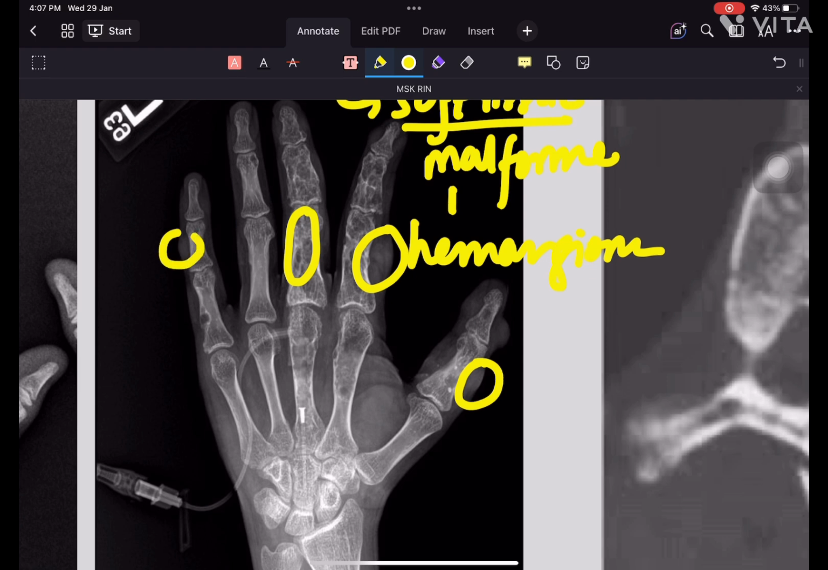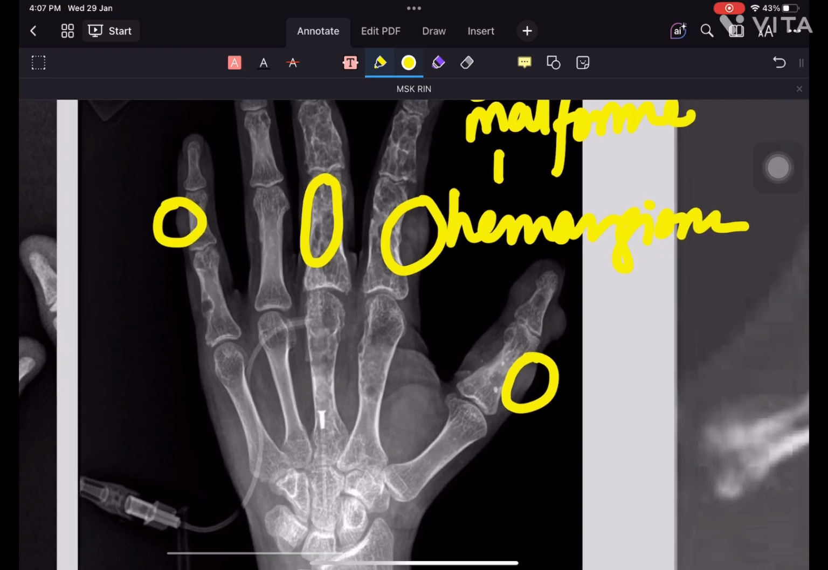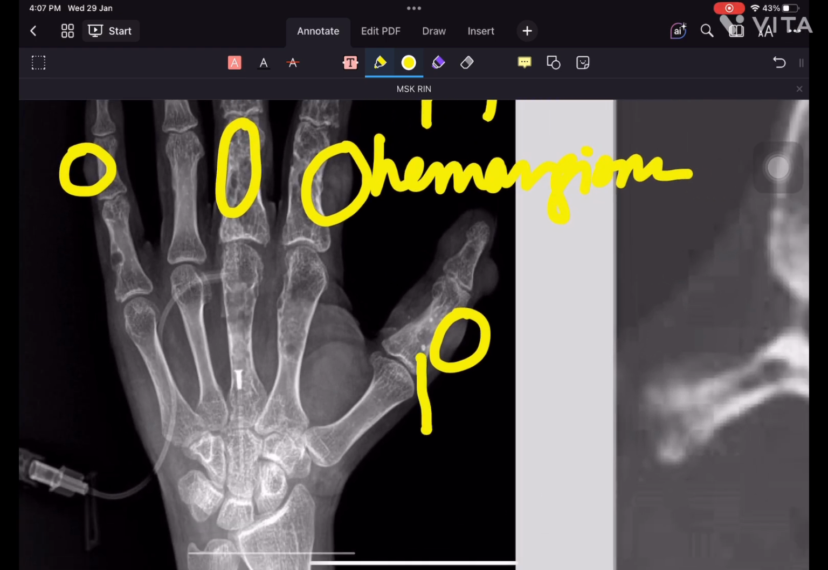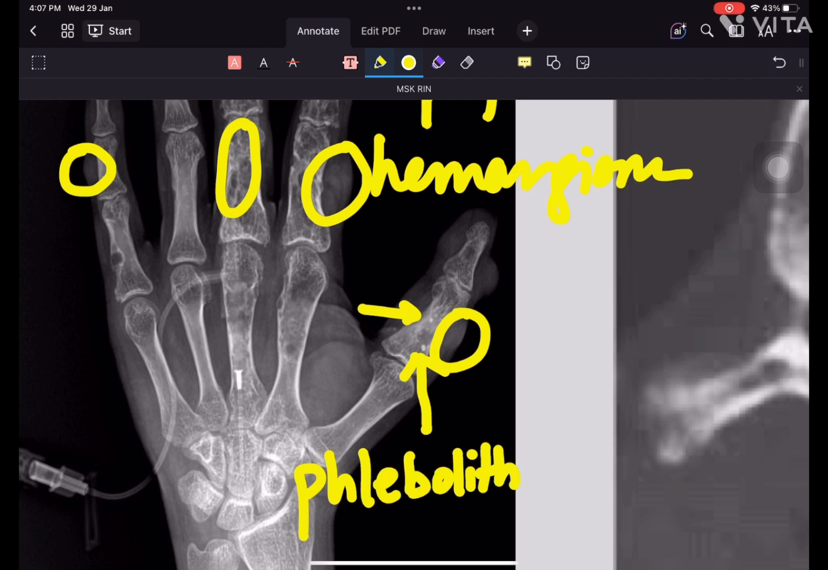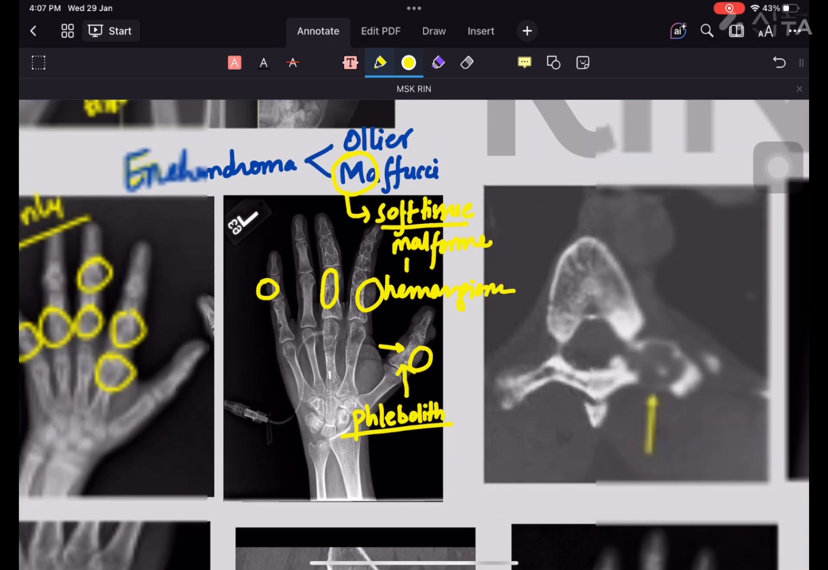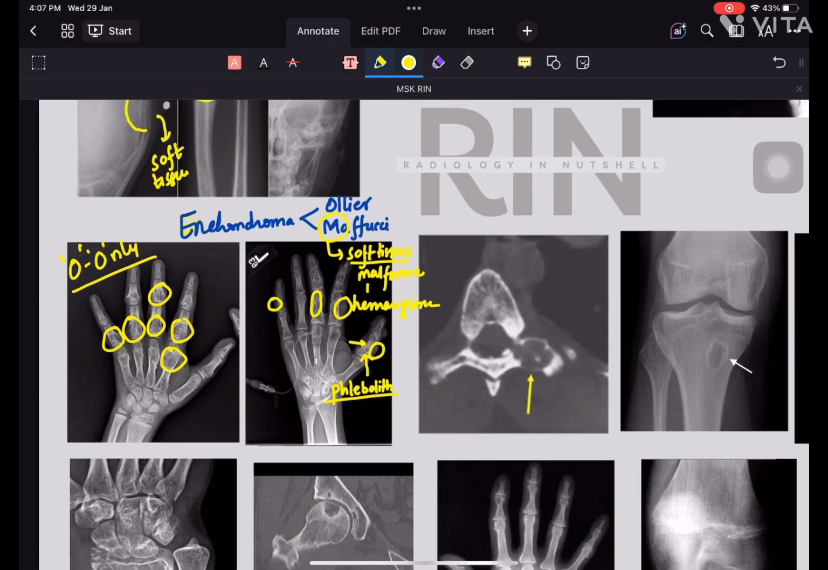When you see near the thumb, you have those phleboliths, hyperdense punctate appearance. Those are resembling the phleboliths in the hemangiomas, which are associated with Maffucci syndrome. So for enchondromas, we have to remember two syndromes, Ollier and Maffucci. So these are the image representations of enchondromatosis syndromes.